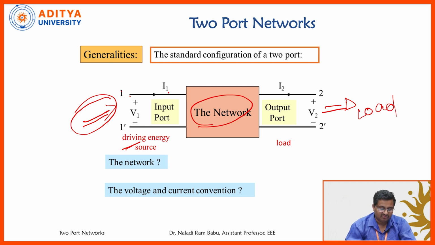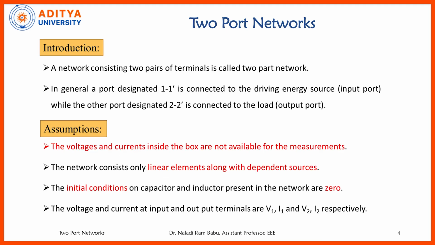So what is a network? From the circuit diagram, you can observe that a network is a combination of resistance, inductance and capacitance, where the flow of current will exist. Coming to the convention, in two-port networks we use the voltage convention and current convention.